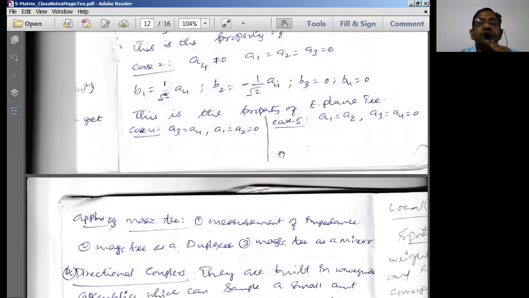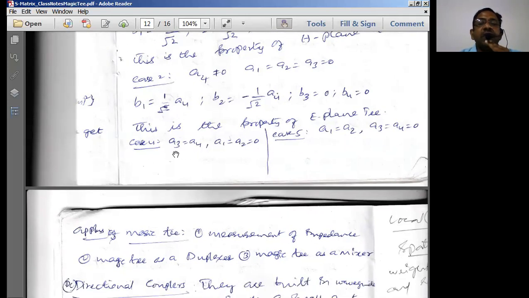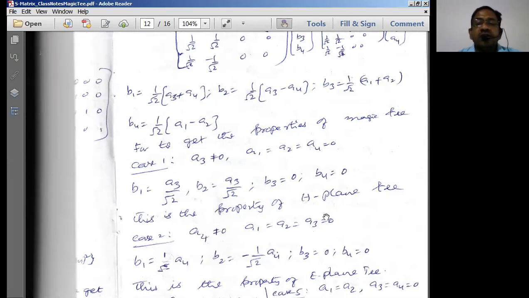So that means we are once again reiterating the properties of the E plane and H plane T's. Finally, case 4 and case 5, you just do by yourself as homework. Because this is the S matrix of the E plane T, H plane T, and a magic T.